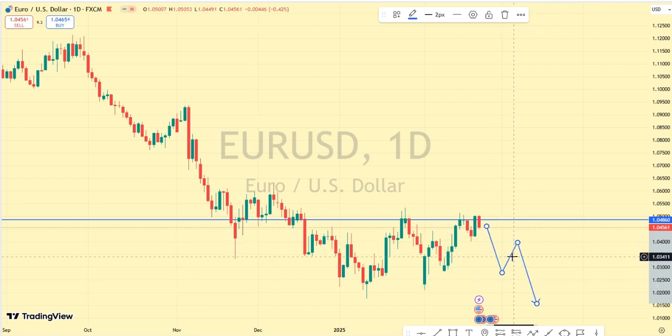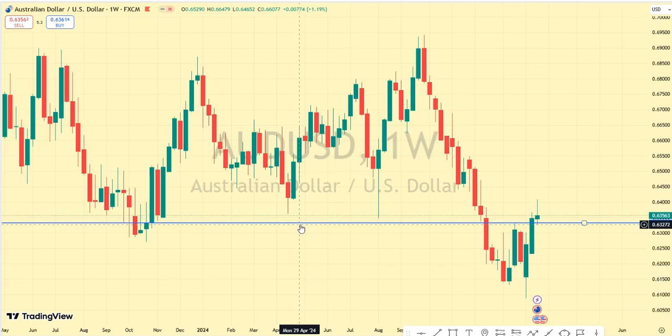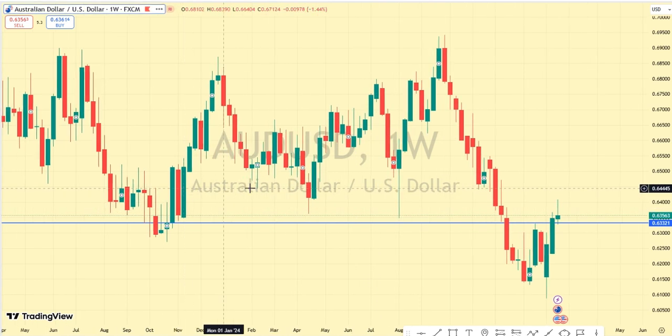So look out for selling opportunity if you see a downtrend structure on the Euro USD. So let's look at our next pair, which is Australia USD. Australia USD on my weekly chart closed on a resistance zone. So long as we see price close on this resistance zone, we'll be looking for a selling opportunity for the Australia USD. So let's look at our daily chart.